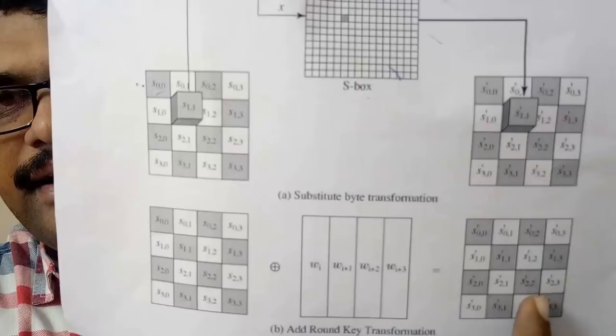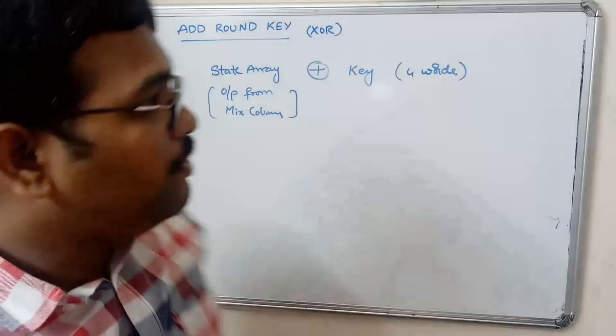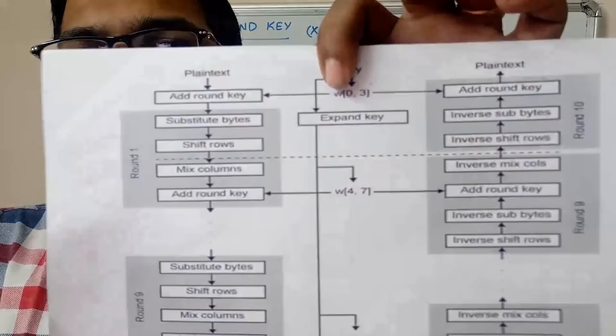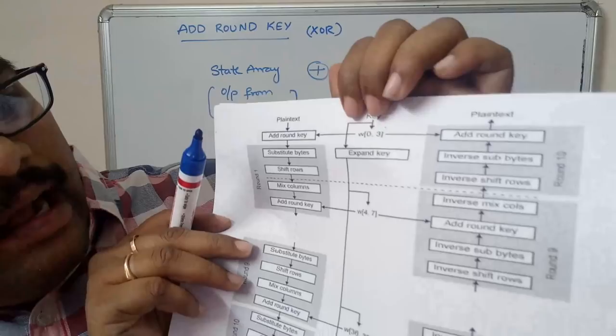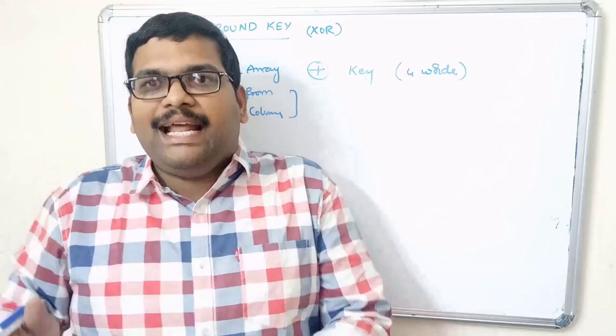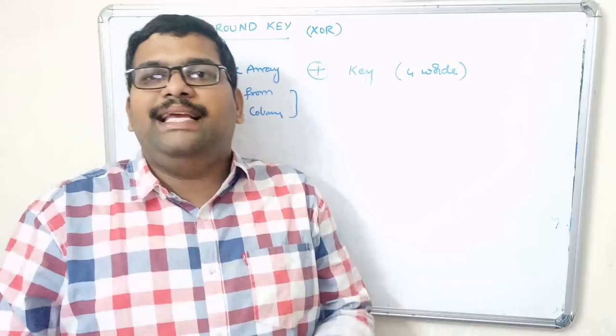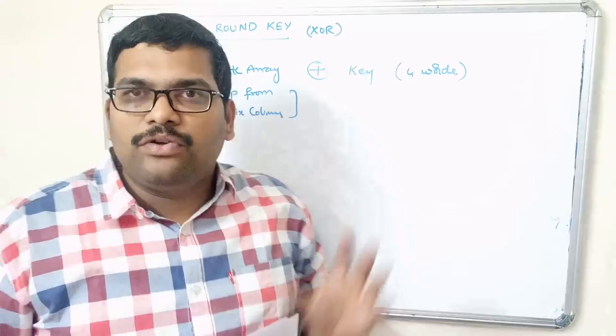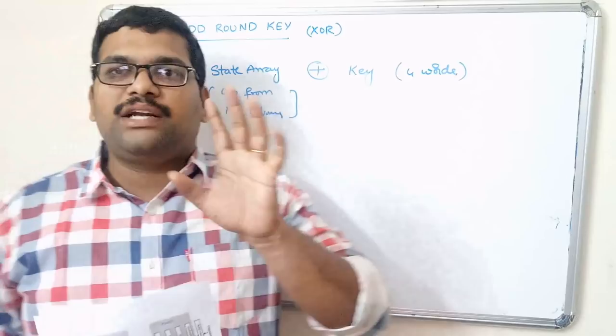So here in each round we are using 4 words. As we have seen in the first diagram, in the first round we are applying word 4 to word 7. So 4 words in each and every round. In the state array also we are using 4 columns, each column considered as one word. So XOR each column with each word and store in the resultant array. After applying this round key, the first round will be completed.